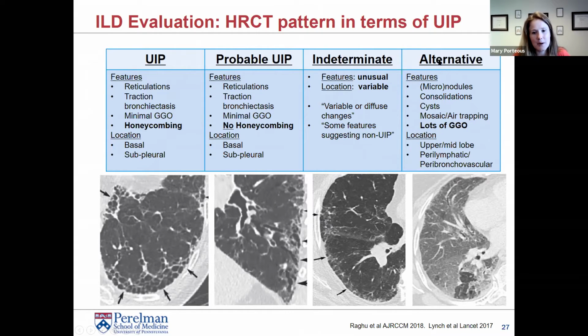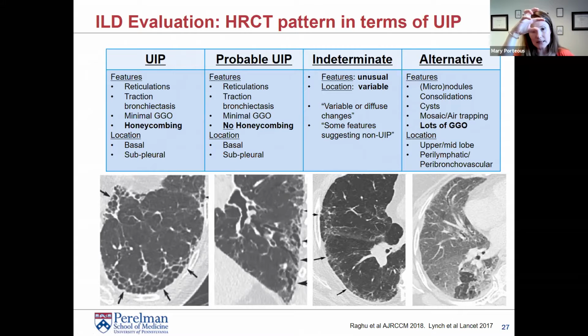And then the last bucket is alternative, where IPF, or UIP, is really unlikely. These people have micronodules, consolidations, cysts, mosaic or air trapping, or lots of ground glass, and they don't have the basilar or subpleural predominance, right?